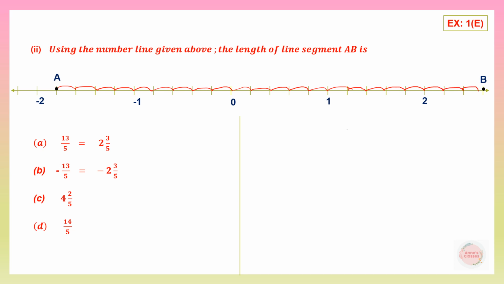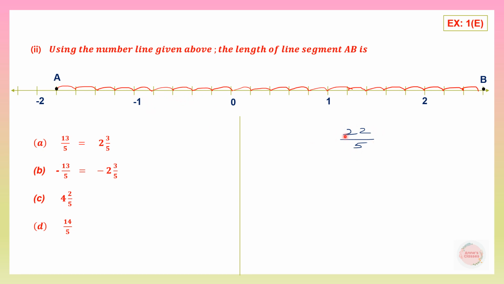Now this is 22 and this is divided by 5. Now why 5? As you can see, there are 5 parts. 1, 2, 3, 4, 5. And then we reach 1. Just like the previous question, we're using the same number line. Now from here, 1, 2, 3, 4, 5, 5 parts. Similarly here also 1, 2, 3, 4, 5, 5 parts.